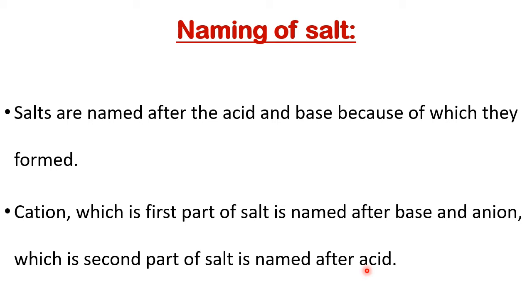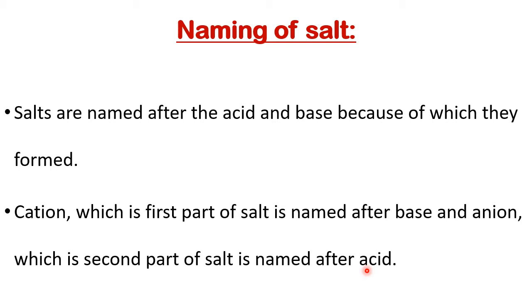These rules are made by the IUPAC. Its long form is International Union of Pure and Applied Chemistry. Whenever we name a chemical, we always name the positive part first, then the negative part. For example, if I want to name HCl, H is the positive part, Cl is the negative part. So first the positive part is named, H is named, then the negative part is named, Cl is named.